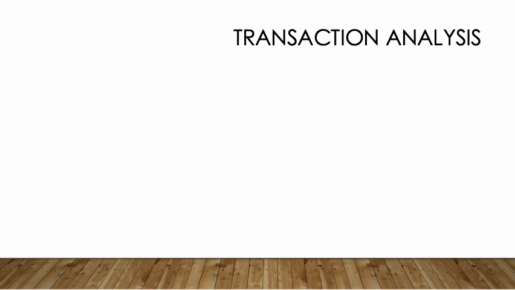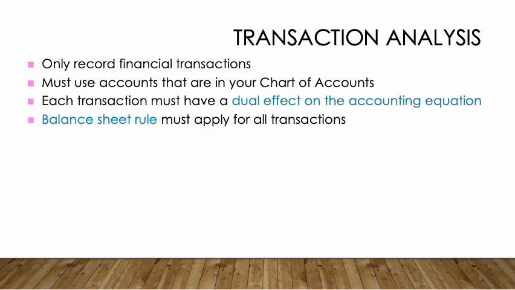So as we start to analyze these different transactions, I'd like you to remember these following points here. We're only going to record financial transactions. So any transaction that does not have some sort of economic impact on the firm, we're not going to record. We can only use accounts that are in our chart of accounts. We cannot make up any new categories unless we add it to our chart of accounts. Each transaction that we look at is going to have a dual effect on the accounting equation. And then finally, for all transactions, the balance sheet rule must apply.